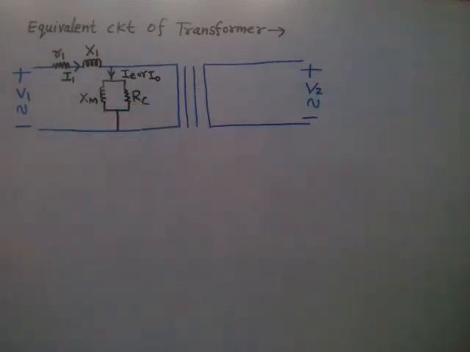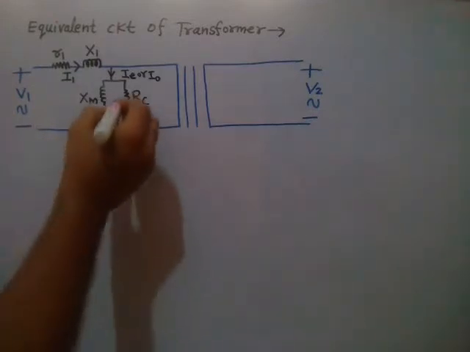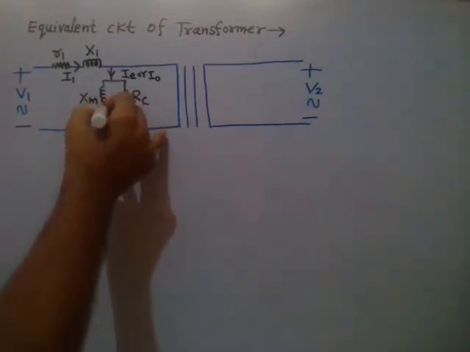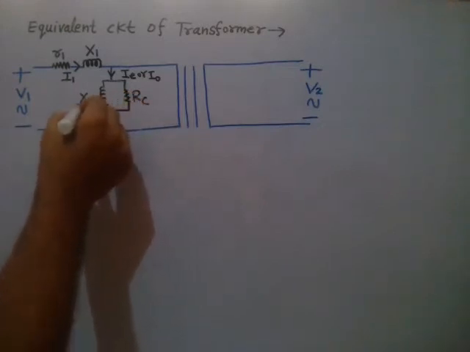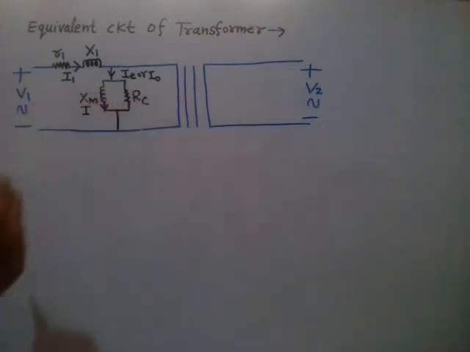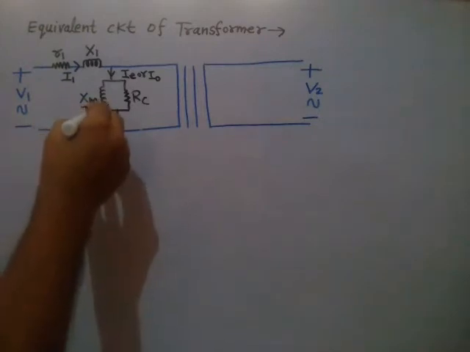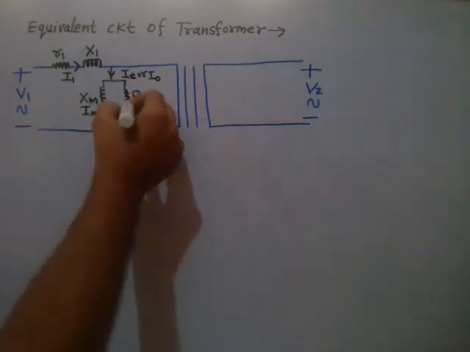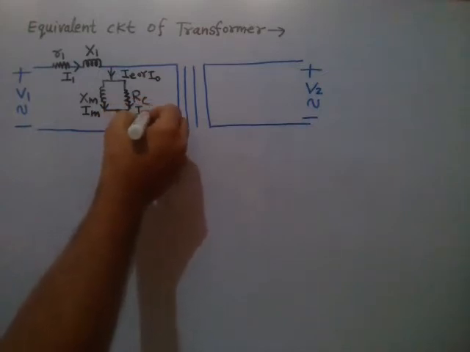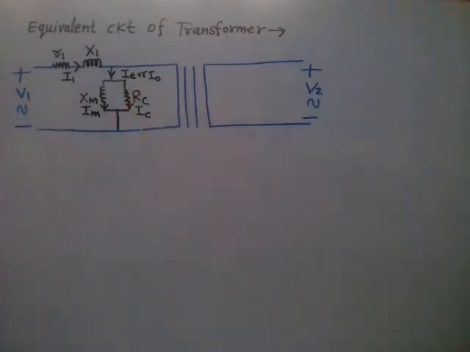Remember, C here represents the core and not copper. Suffix C means core and not the copper. Now the current flowing in this branch, XM, is IM, that is the corresponding magnetizing current, and the current flowing in this core loss resistance is IC, that is the core loss component of the current.